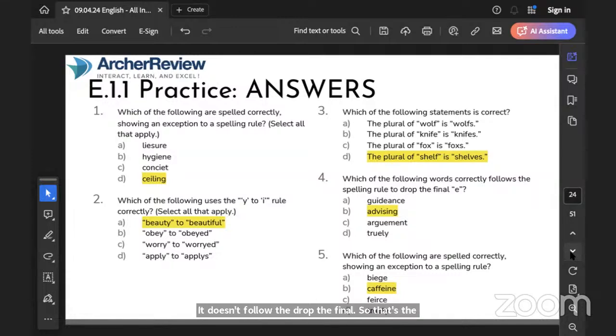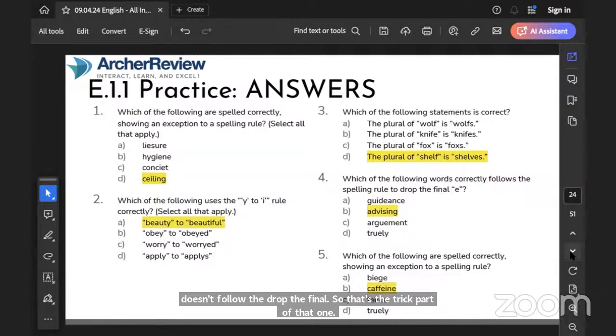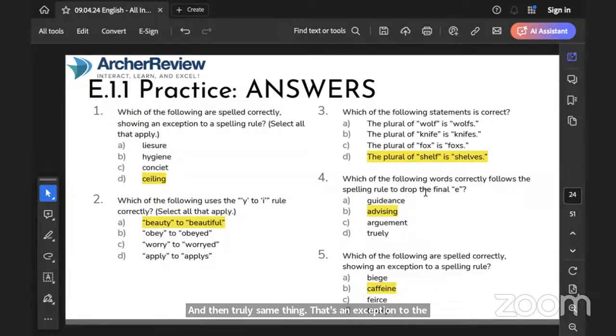And then truly, same thing. That's an exception to the rule. And then number 5, which of the following are spelled correctly, showing an exception? I've seen where they like to do that. They want you to find two things. Is it spelled correctly? And is it showing an exception to a spelling rule?